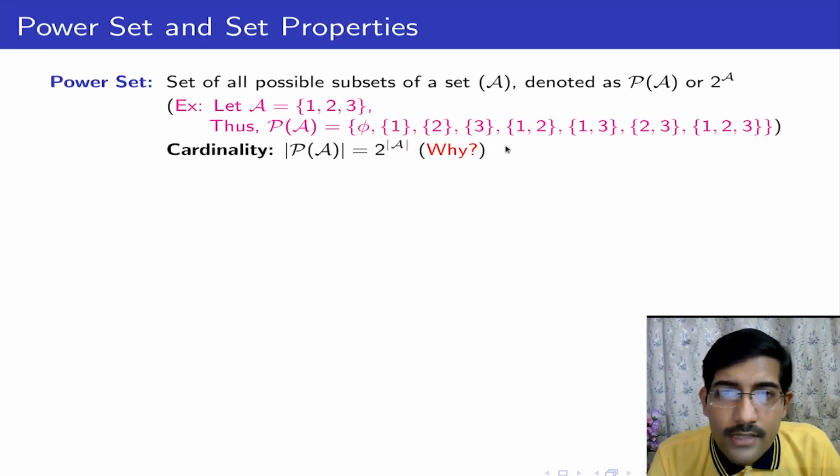So essentially, the number of elements in the power set will be 2 to the power of the number of elements in that particular set. So here there are 8 elements in the power set because there are 3 elements in this set. So 2 cube number of elements. Why is this the case?